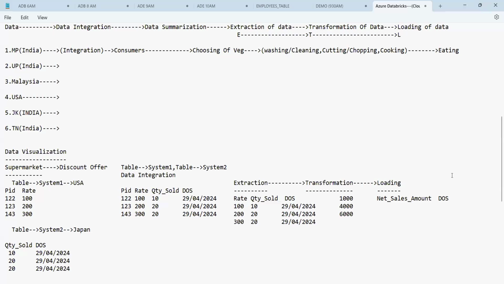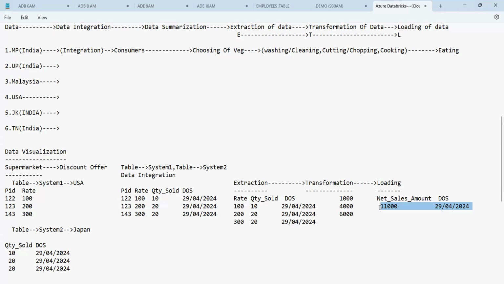So what is the net sales amount you have? Now, guys, 1000 plus 4000 plus 6000 is 11,000. So I can say the net sales amount is 11,000. And the date of sales is 29/04/2024. Now, can you see here, guys? This is the total data you have. That means the whole detailed data we have transformed into this.